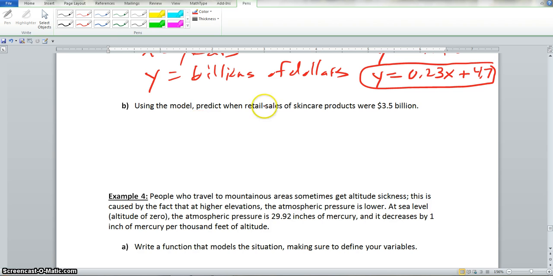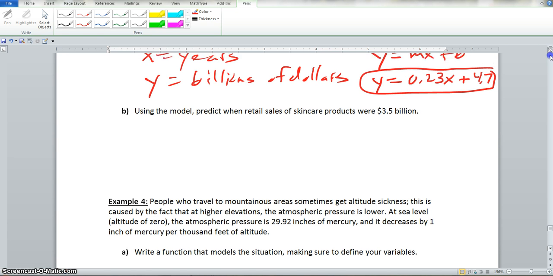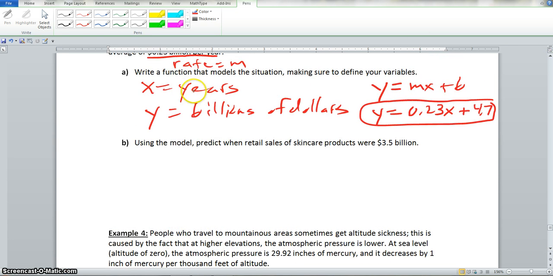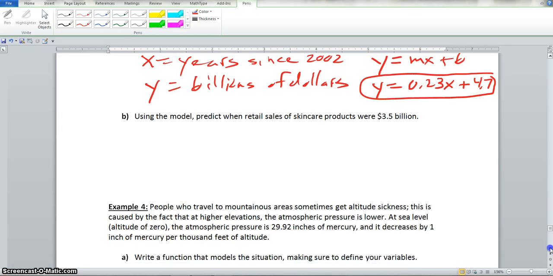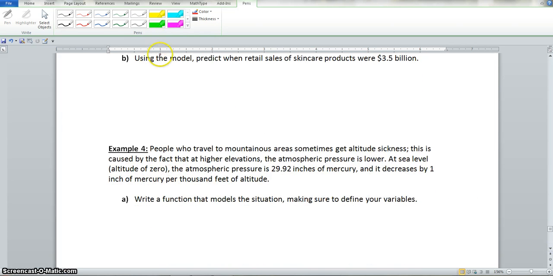Okay, now, one other thing. For this x, we should have put years since 2002 because we always want to include our starter year and the units. So now we have B. It says, using the model, predict when retail sales of skincare products were $3.5 billion.